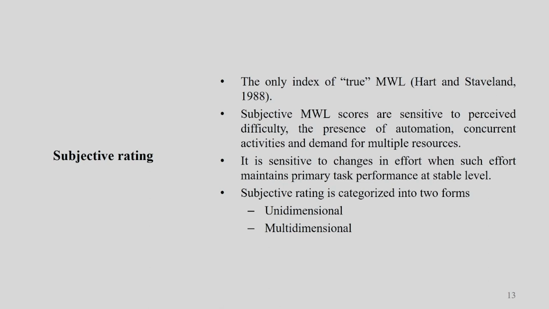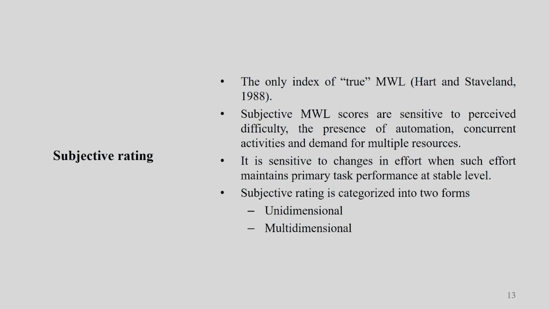The presence of automation, concurrent activities, and the demand for multiple resources. So how they are responding towards all these things. It is sensitive to change when effort, okay, when effort maintains primary task performance at a stable level, because if the primary task performance differs, then there will be difficulties to understand the subjective rating. So keeping a primary task level constant, you can see what the impact is from the perception level.